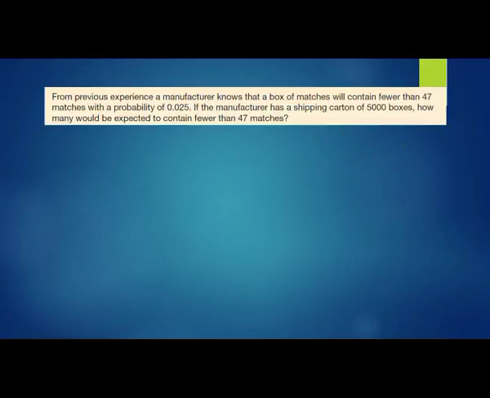From previous experience, a manufacturer knows that a box of matches will contain fewer than 47 matches with a probability of 0.025. If the manufacturer has a shipping carton of 5,000 boxes, how many would be expected to contain fewer than 47 matches? Now, this is where we were talking about expected number.